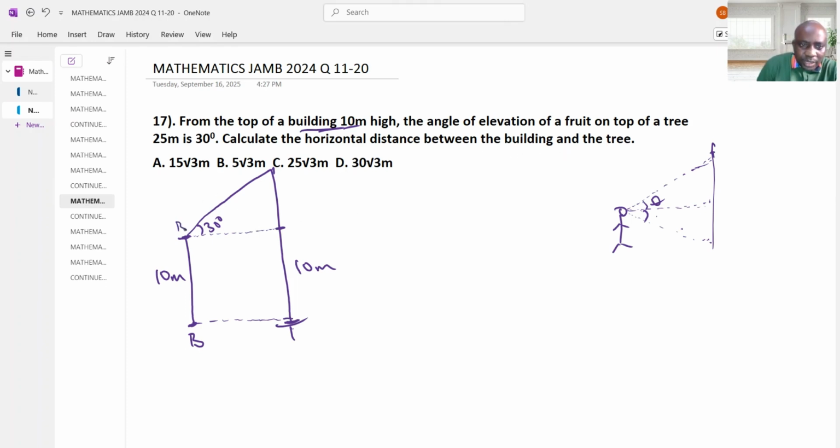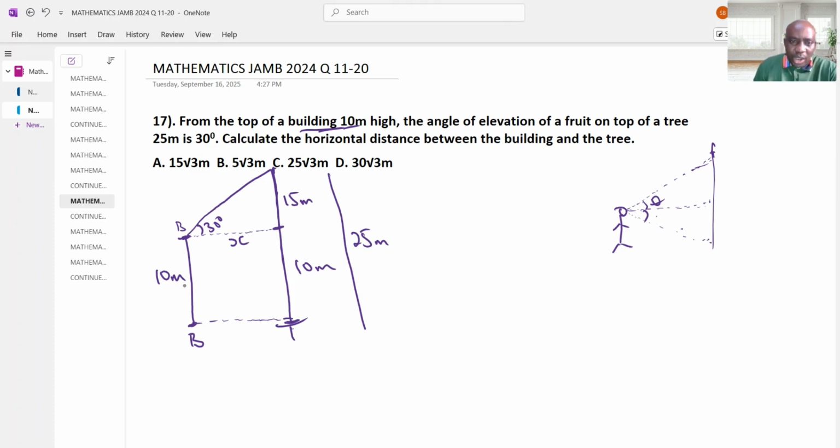This is the building and this is the tree. The level distance between them, from here to here, this x here, is what the question is saying that we should calculate. And we were told that the tree is 25 meter high. This is the total height of the tree from top to the ground. We know that from here to here is 10 meter, so the remaining one will be 15 meter. It means that 15 plus 10 is the total of 25 meter, the height of the tree.